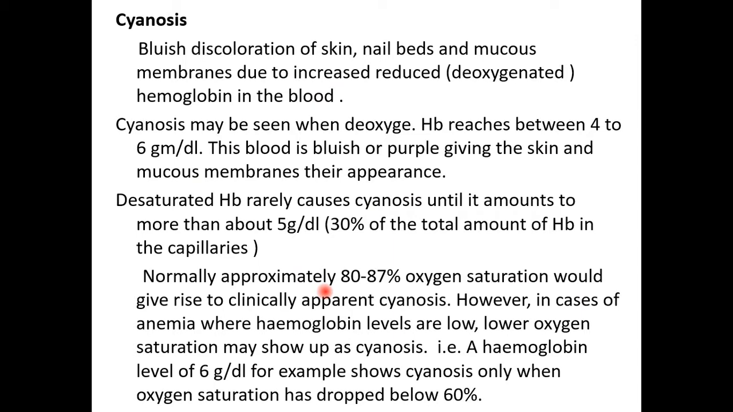It is a bluish discoloration of the skin, nail beds and mucous membrane. Why do we have cyanosis? There is reduced hemoglobin, increased deoxygenated hemoglobin in the blood. We see cyanosis when deoxygenated or reduced hemoglobin reaches between 4 to 6 grams per deciliter. So if we reach 4 to 6 grams per deciliter, for example 5 grams per deciliter of deoxygenated hemoglobin, the patient will show cyanosis. This blood is bluish or purple, giving the skin and the mucous membrane their appearance.